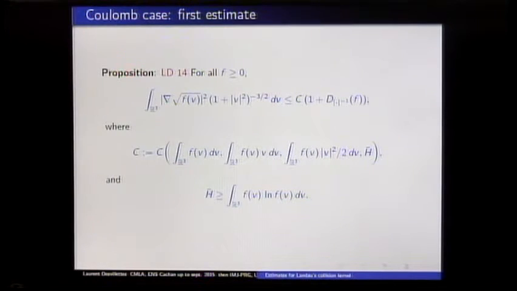And so somehow, now we have this extra estimate. And since we know that this quantity will be in L1 in time, we will know that for the solution of the spatially homogeneous Landau equation with the Coulomb interaction, this quantity will also be in L1 in time. And this is one extra a priori estimate.